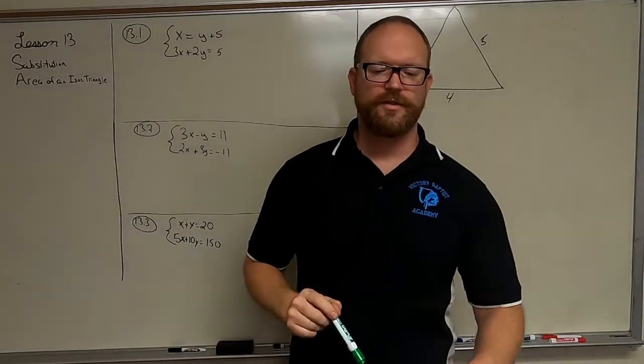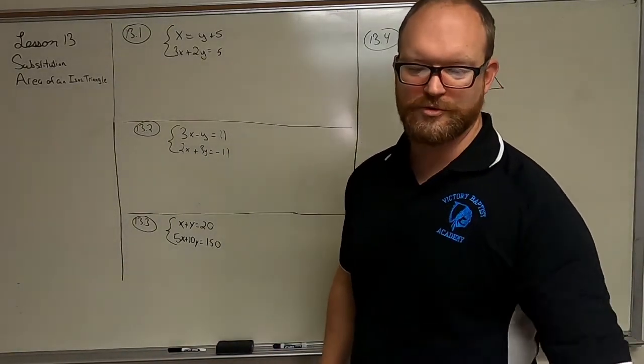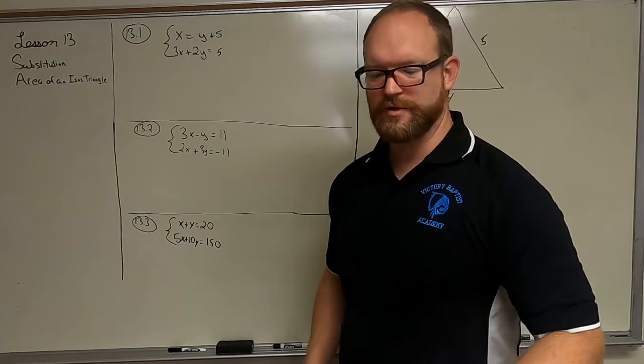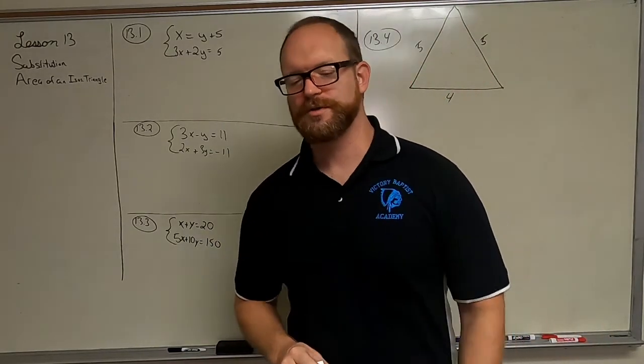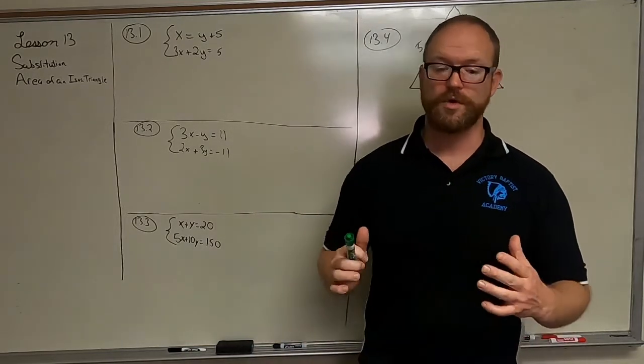Okay guys, we're on lesson 13. Of course, this is Saxon Algebra 2. And again, lesson 13, talking about substitution and the area of an isosceles triangle. Just a couple things before we get into the actual working.